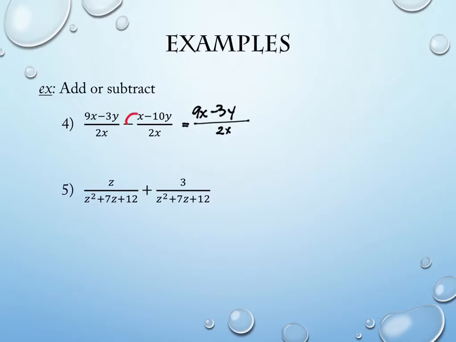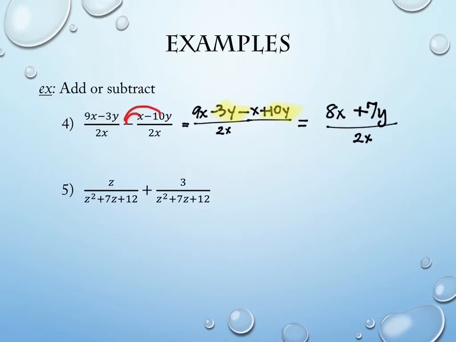So I need to make sure that this negative goes to each piece. So now I have negative x and I have positive 10y. Right? I'm subtracting the whole fraction. It means subtracting every piece of the numerator. And then we'll combine like pieces. I have 9x minus x, that gives me 8x. There's negative 3y and positive 10y, which gives me 7y. And it's all written over 2x.